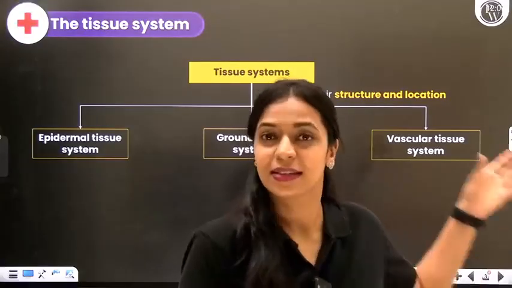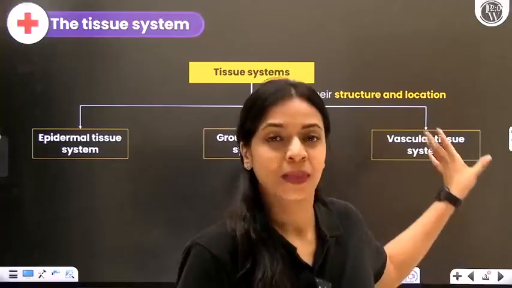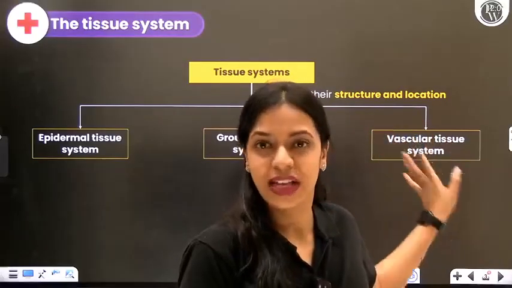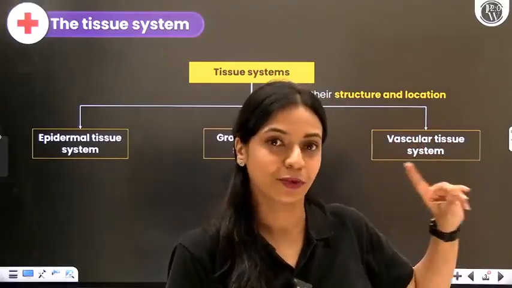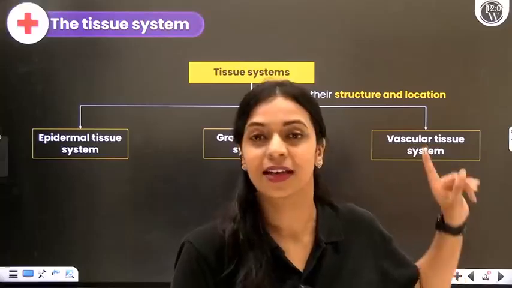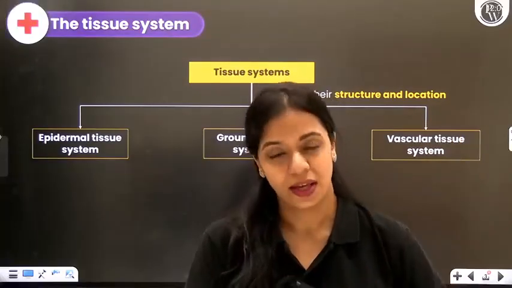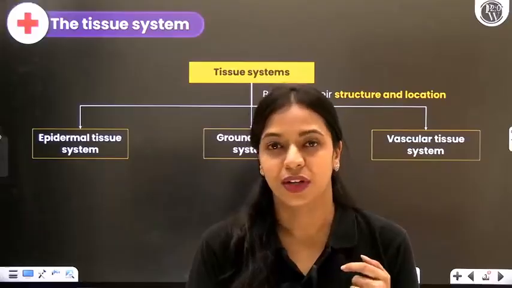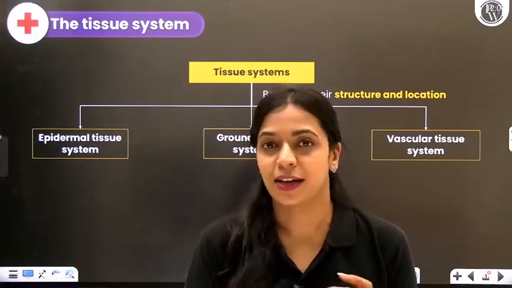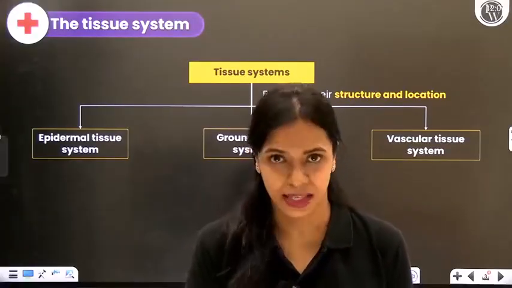Very similarly, the vascular tissue system here is composed of xylem and phloem. Remember, xylem and phloem is called vascular bundle, right? So this vascular tissue system consists of xylem and phloem. Xylem helps in conduction of water and minerals. Phloem helps in conduction of food, basically.